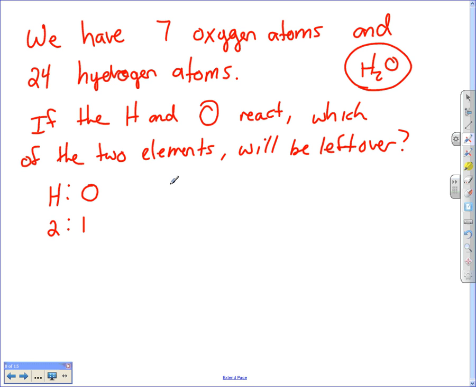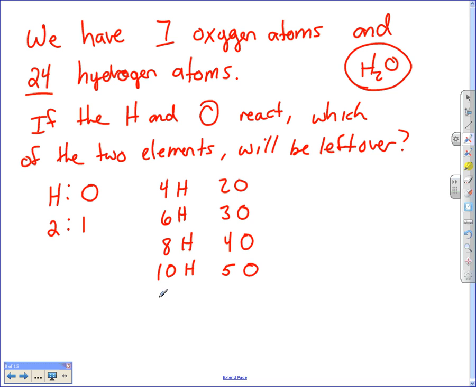So for instance, if I have two H2O molecules, then I have 4 hydrogen and 2 oxygen. If I have 3, I have 6 hydrogen and 3 oxygen. And if I have 4, I have 8 hydrogens and 4 oxygens. We want to keep going until one of these two, hydrogens or oxygens, is used up. So I have 10 hydrogens, 5 oxygens, 12 hydrogens, 6 oxygens, 14 hydrogens, 7 oxygens. And now we see that we've used up all our oxygens, but we haven't used up all our hydrogens.